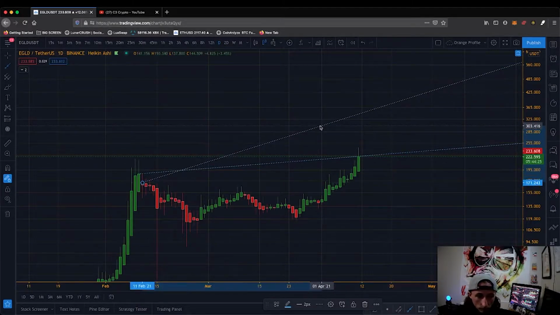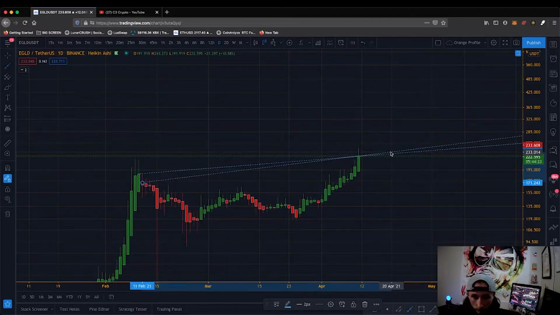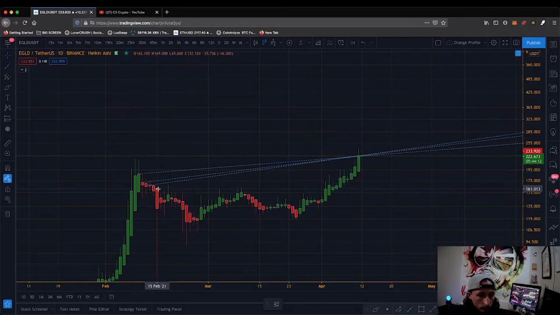So come over here to this next candle, do the same thing. I'm going to skip one right there, same thing. Grab my ray tool again.